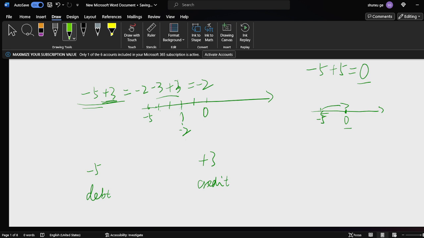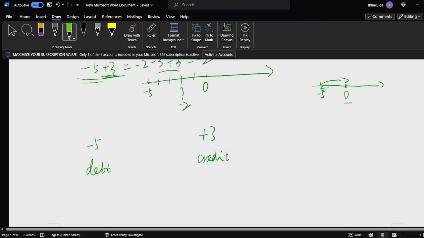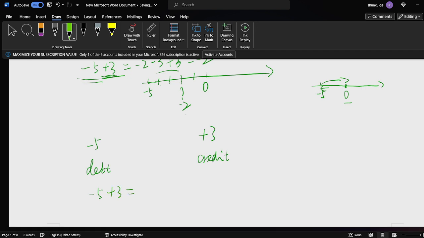But after we have a debt of negative 5, we also get another $3 for credit. How about together? Our net value is here, negative 5 plus 3. So we can write negative 2, negative 3 plus 3. So we make negative 5 into two parts, negative 2 and negative 3.